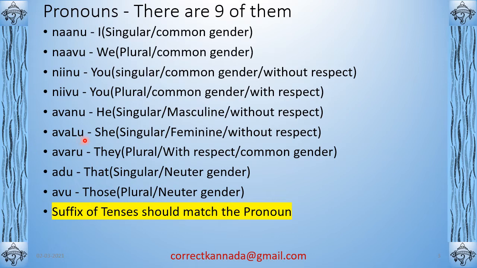So when it's a male or female, if you want to call them with respect, you should always use avaru. Avalu is used if you're talking about your daughter or your younger sister, right? Then you can use avalu. If not, go for avaru, which is common gender for male and female. Adu is for that, avu is for those, meaning neuter gender.